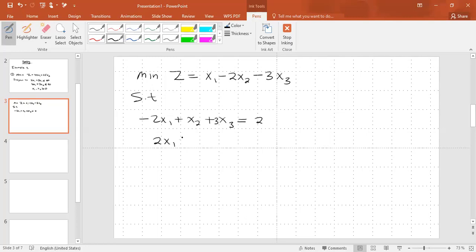2x1 plus 3x2 plus 4x3 equals 1. Okay, so I will explain, I will take about 5 minutes to finish.